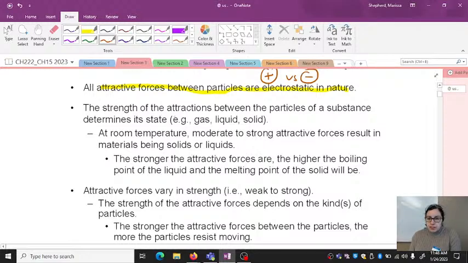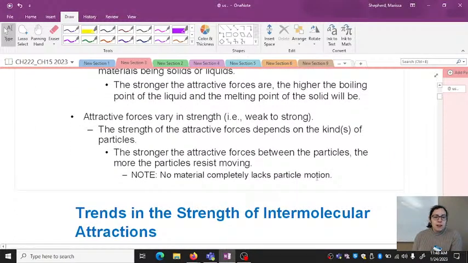You'll get a sense for this as we go through the attractive forces. At room temperature, moderate to strong attractive forces result in materials being solids or liquids. In general, the stronger the attractive forces, the higher the boiling point of the liquid and the melting point of the solid will be. They vary, so we'll look at them from weak to strong, how to order them roughly, and how to predict.